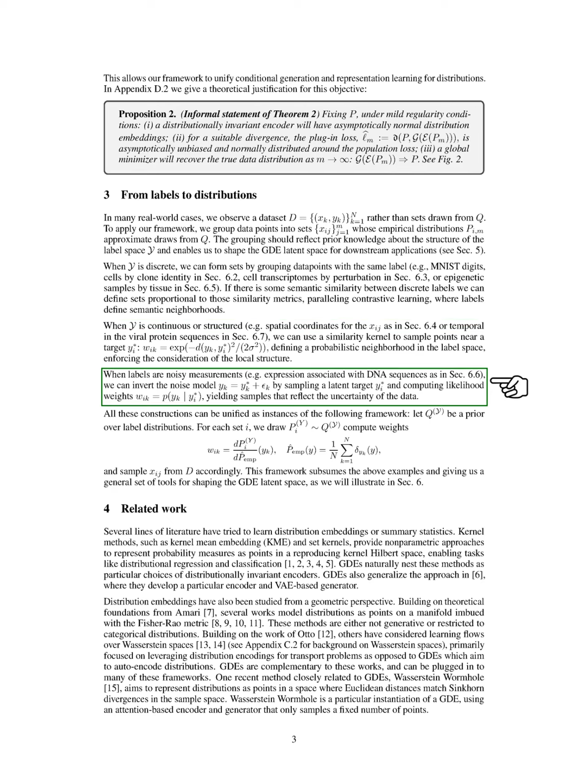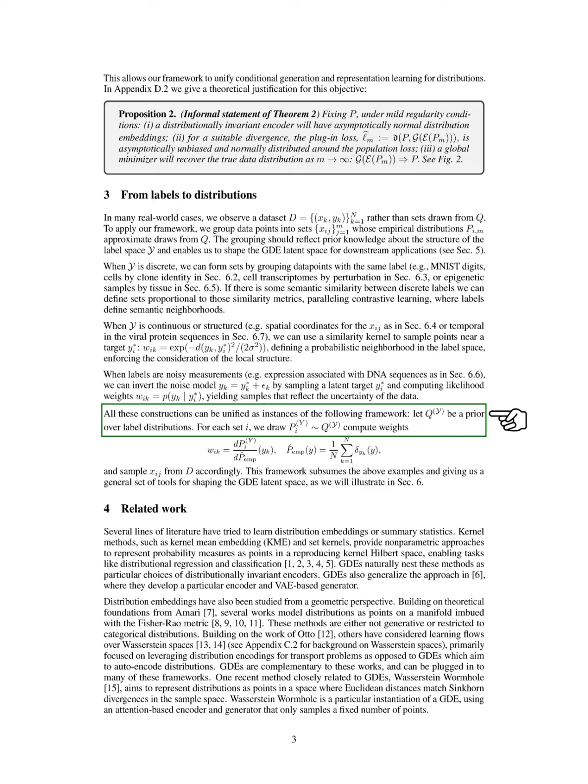In cases where labels are noisy, we can adjust for this by sampling a latent target and calculating weights that reflect the uncertainty in the data. All these methods can be unified under a common framework where we draw from a prior distribution over labels, compute weights based on the empirical distribution, and sample data points accordingly. This framework encompasses the examples we discussed and provides us with tools to shape the latent space effectively.